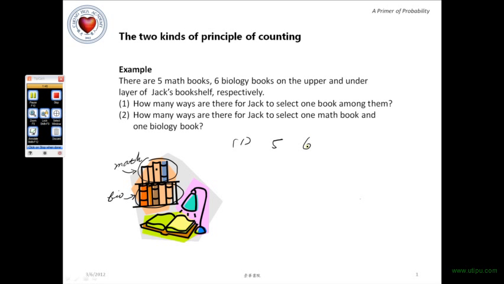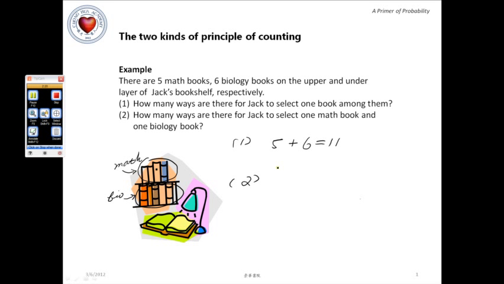Each choice can independently meet his primary job requirement to pick one book. Hence, together, he has 5 plus 6 equal to 11 different ways to pick one book. Let's turn to question 2. What's different here? This time, the job cannot be finished in one step, as in question 1.